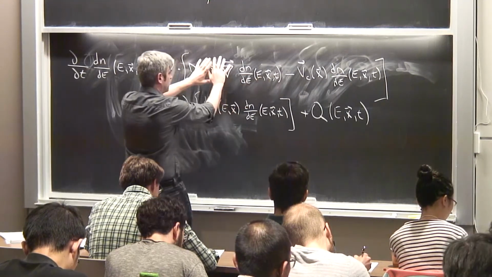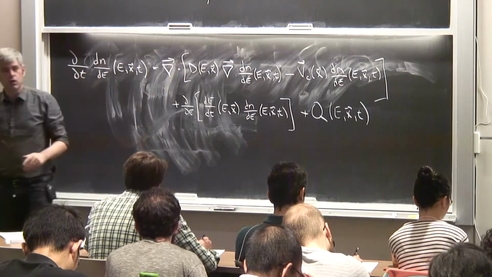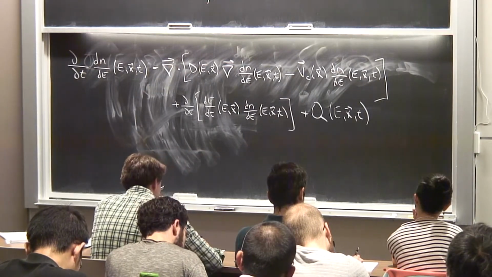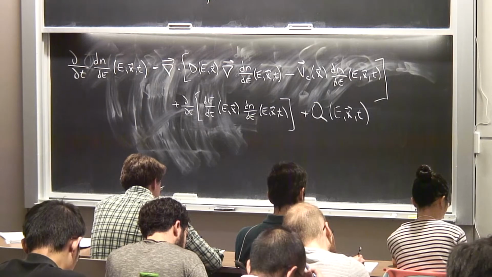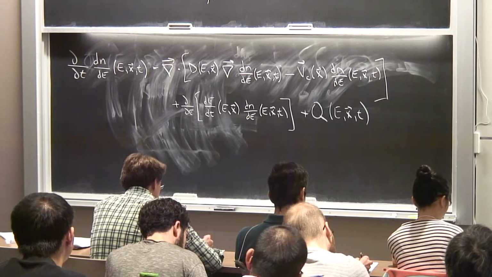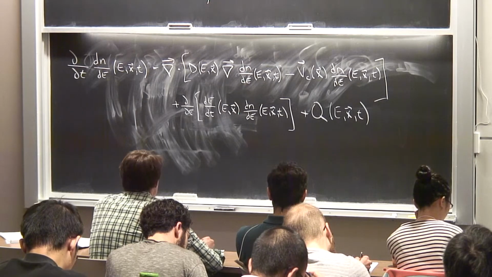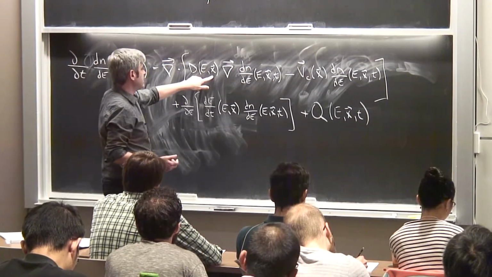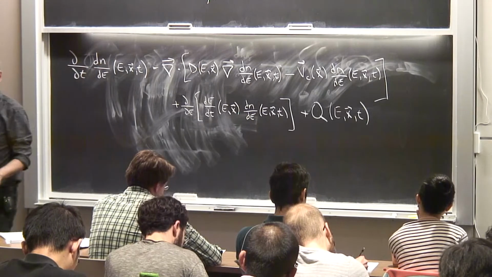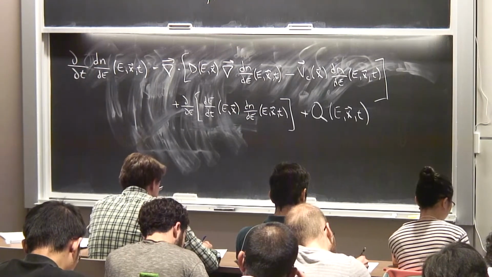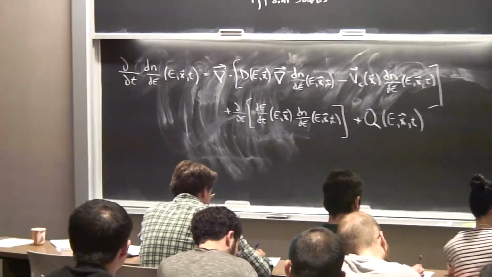This term describes diffusion. You can think of diffusion just as a random walk process. It doesn't have any spatial preference. You just walk in some random direction and take a new step in a new random direction, etc. This quantity D of E and x is just a diffusion coefficient. It's just a parameterization of the effects of diffusion.